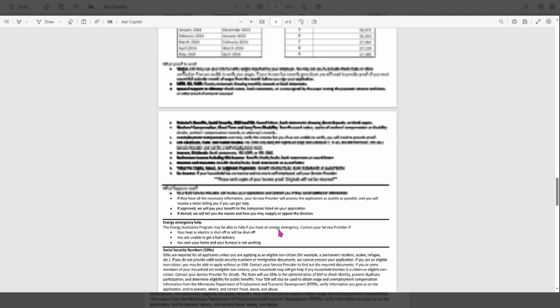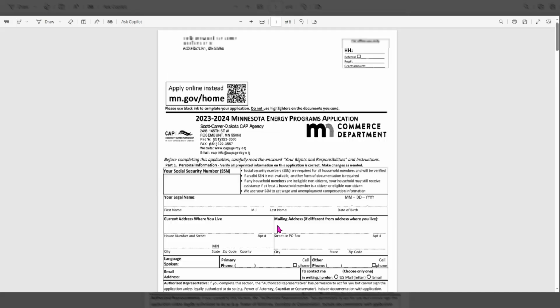So I invite you to read through the instructions information. I won't go through the full thing. However, it is very imperative for our program.